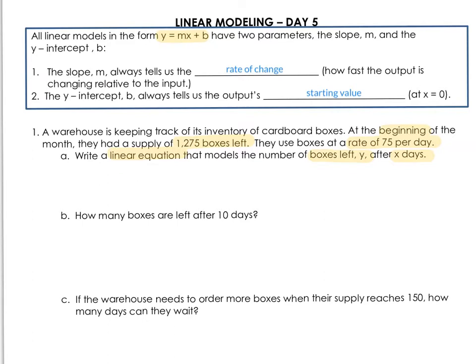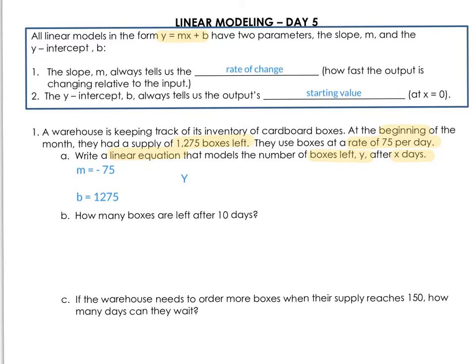So we use the general form y equals mx plus b, and then we need to identify what is the m and what is the b in the context of this question. The m, the slope, is the 75 per day, and we're going down by 75 a day. They're using the boxes, so that's actually a negative 75. And then the b, the y-intercept, is 1,275 because that's how many they said we started off with. Then I can just use the general form of the linear function that I highlighted up above, y equals mx plus b, but I'm going to replace the m and the b for the context of this question. So I already have it written down over there.